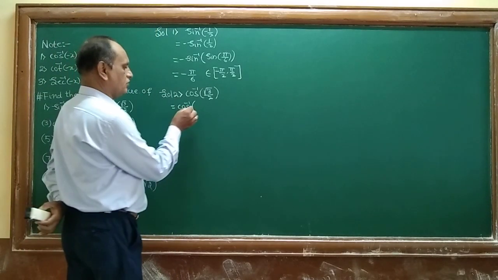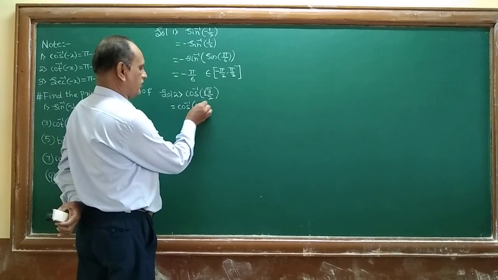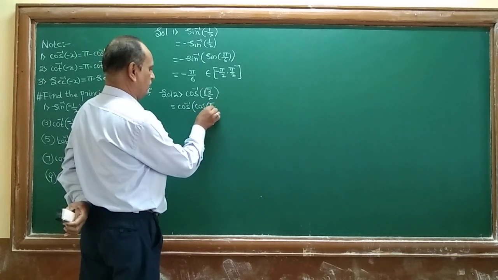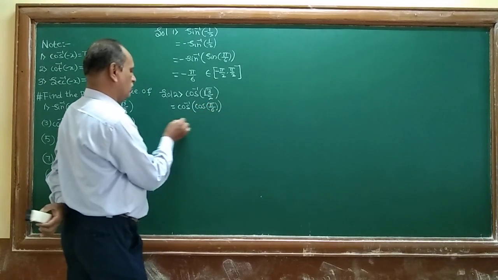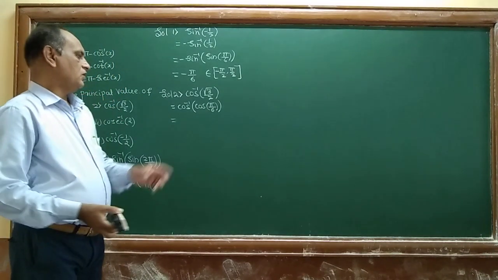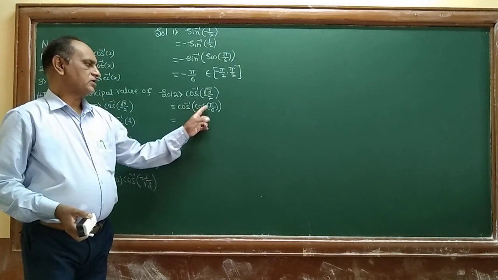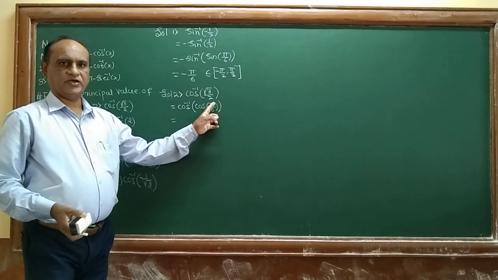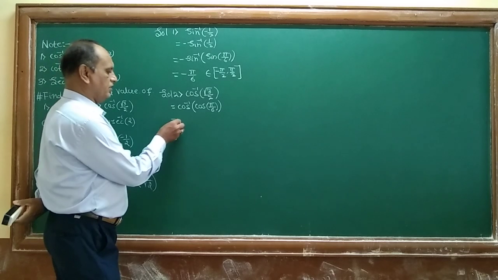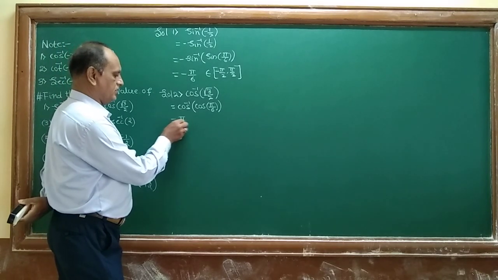It means it is the cos of pi by 6. Again you have to write the simplest form. You know that, note this number 1, cos inverse of cos is simply the angle. So cos inverse of cos means simply pi by 6.